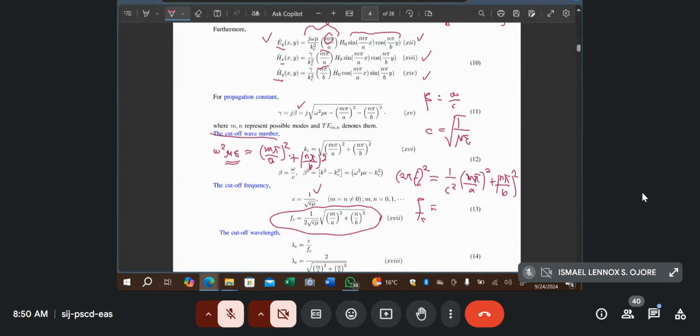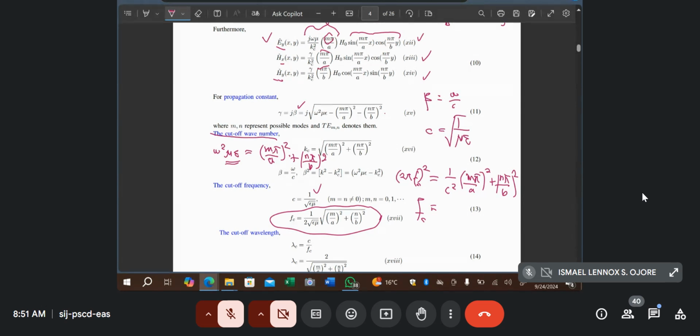Is the frequency at which the wave just begins to propagate forward within the waveguide. The frequency at which it just starts to propagate. So it means for waves to propagate inside the waveguide, the frequency of that signal must be at least the cutoff frequency or higher.